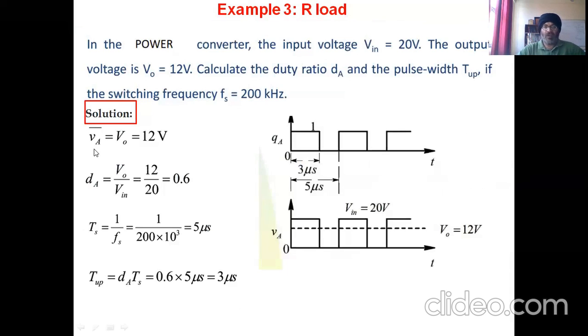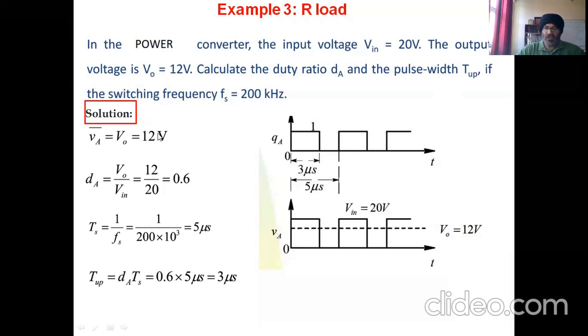Continuing with this example, which we did in lecture 2, talking about duty ratio. A power converter has an input voltage of 20 volts. The output voltage is 12 volts. Calculate the duty ratio and pulse width if the switching frequency is 200 kilohertz. Very simple.